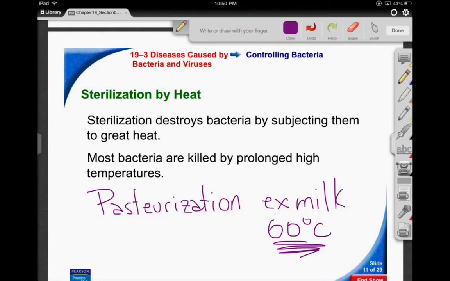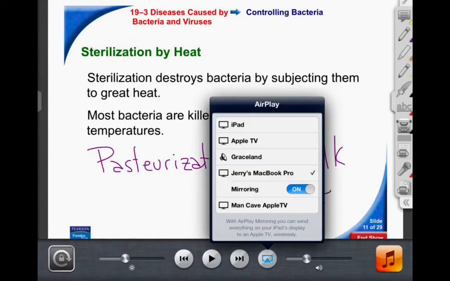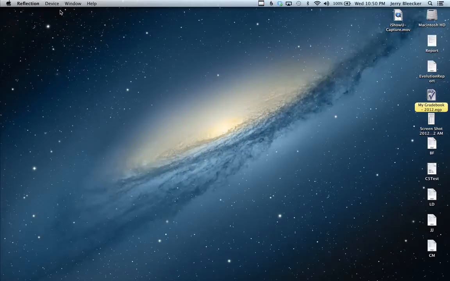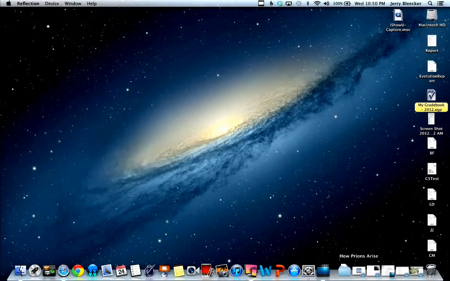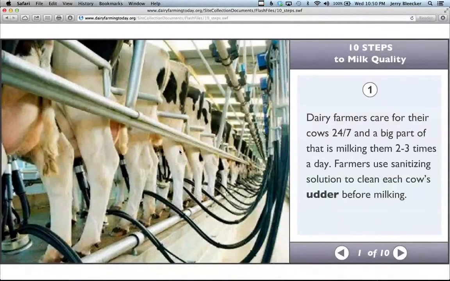So I'm going to pop out a reflect and I'll show you this neat little animation on how that pasteurization process occurs. Pasteurization is extremely useful. In fact, there's a cold version that we use with sashimi. So here we go, dairy farming. You've got to watch out because cow milk itself can be infected. There are all sorts of nasty things, including tuberculosis, that can get in there.